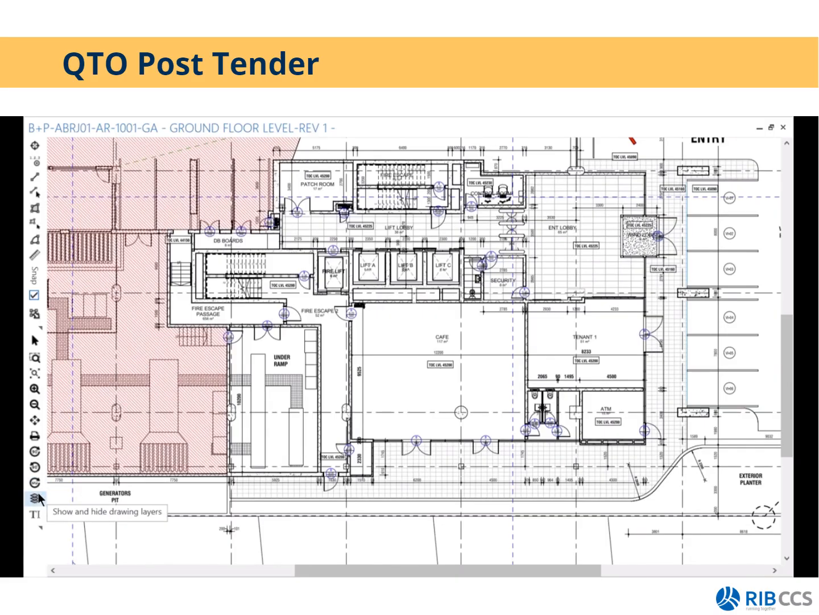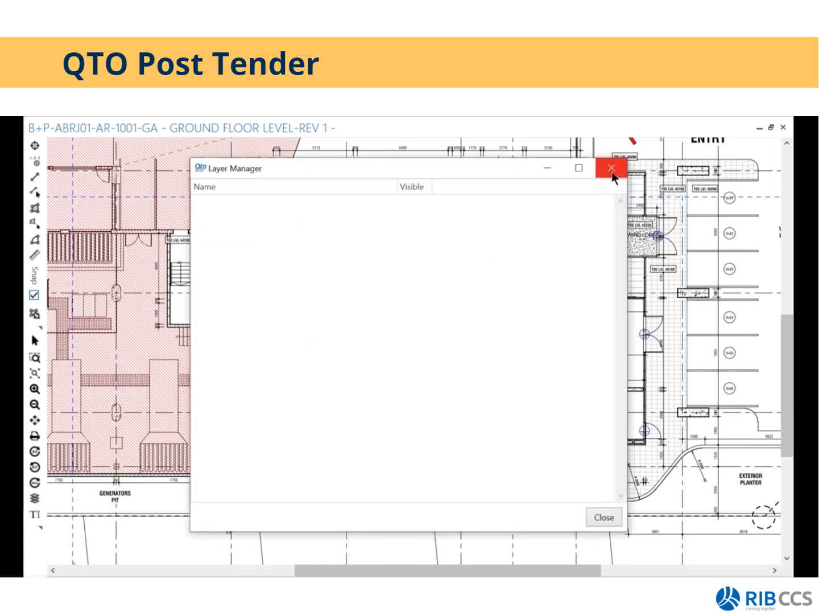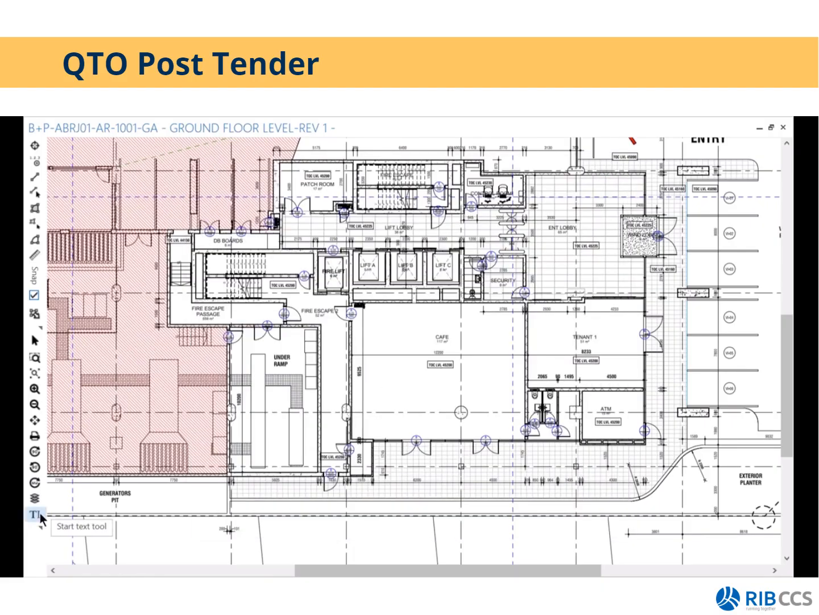Then we have the drawing layers. So if your PDF or DWG has layers on this button, you could then switch them on or off. This PDF unfortunately doesn't have layers. And then lastly, you've got your text annotation tool if you want to make any text notes on the drawing.